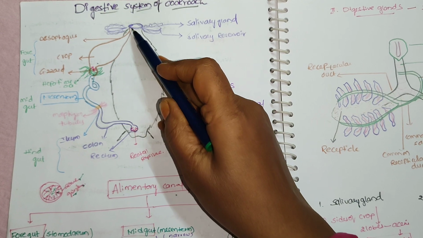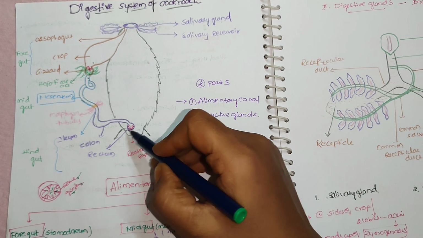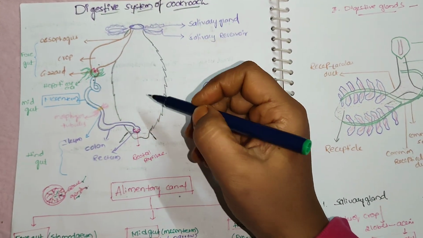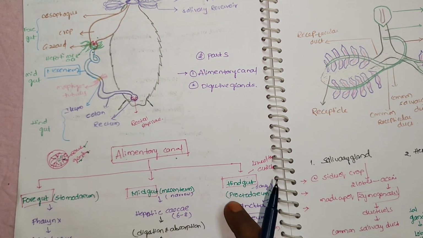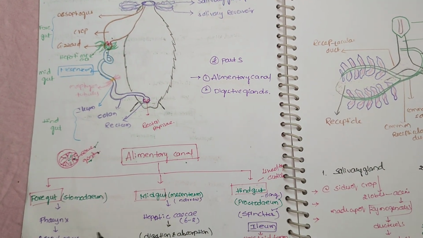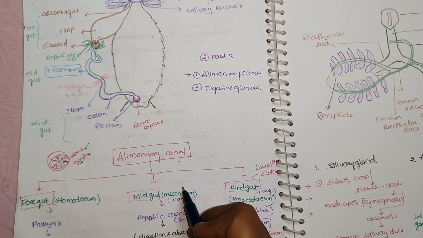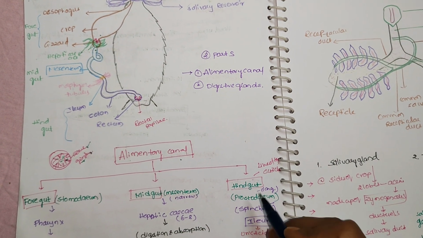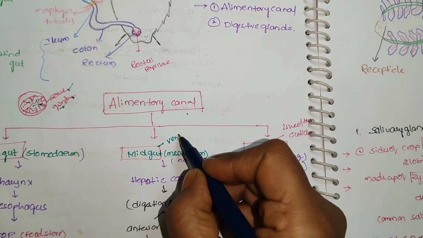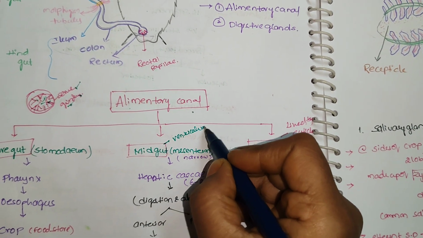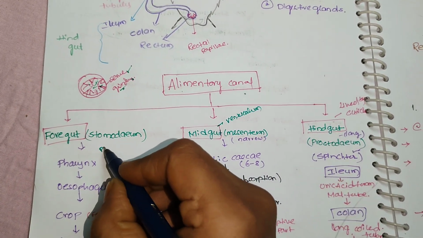Alimentary canal means from the mouth to anus. In the alimentary canal, three parts are there: foregut, midgut, hindgut. They also have other names. Foregut is called stomodeum, midgut is mesenteron, hindgut is proctodeum. The midgut is also called ventriculus, and before the midgut is the proventriculus.